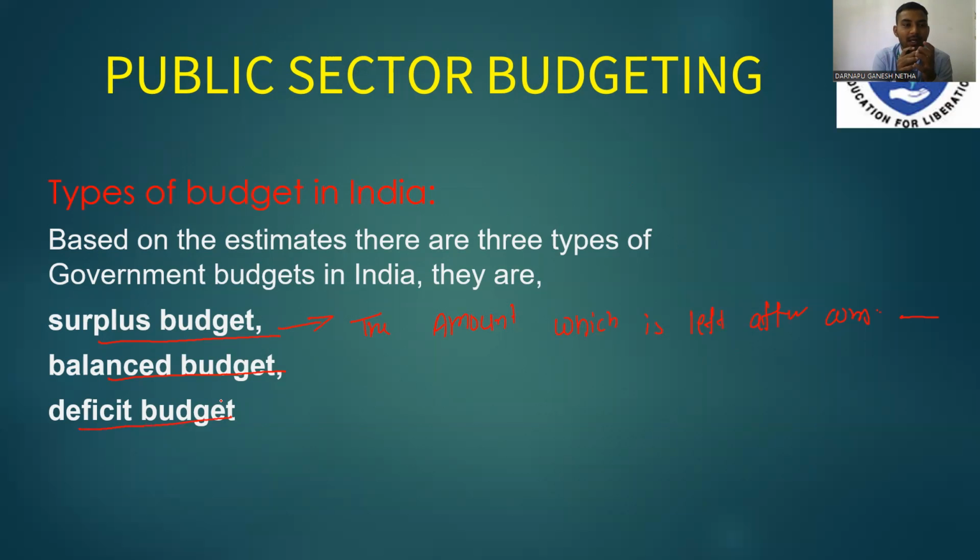Deficit budgeting is nothing but, same HAL company, 10 crores are sanctioned, 10 crores are completed, and extra 5 crores are needed. The extra amount is needed. In this category, more than the sanctioned amount is needed. That is known as deficit budgeting.